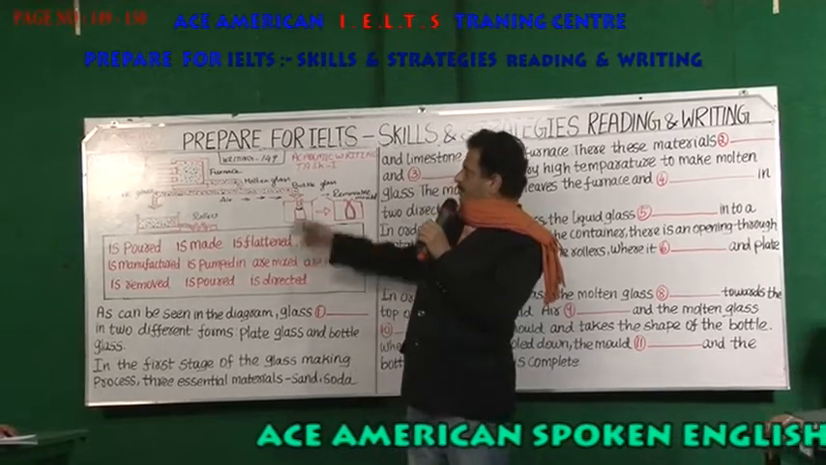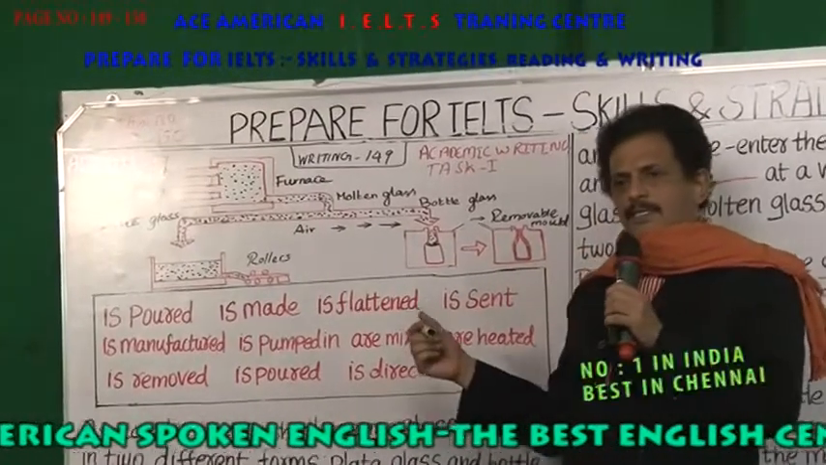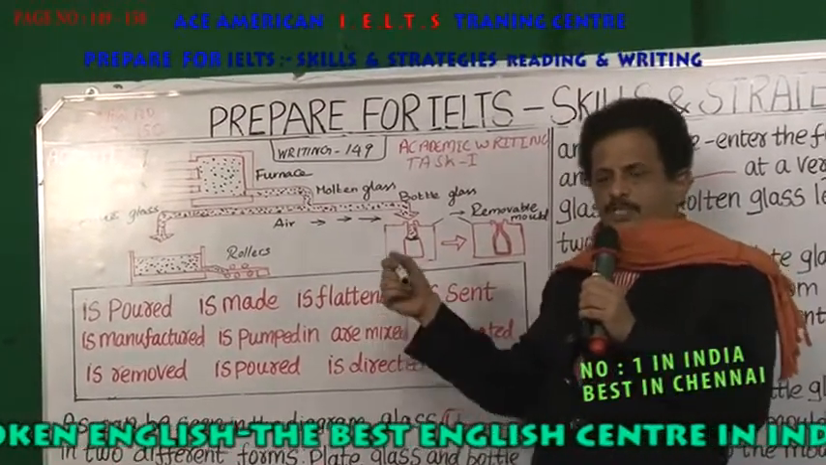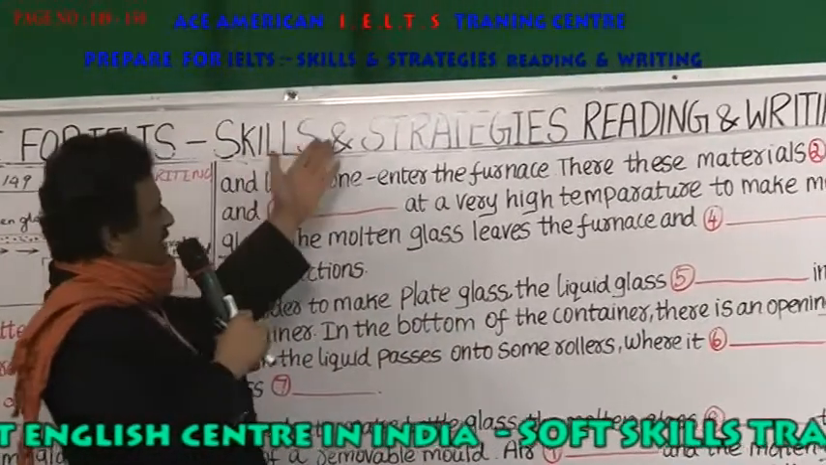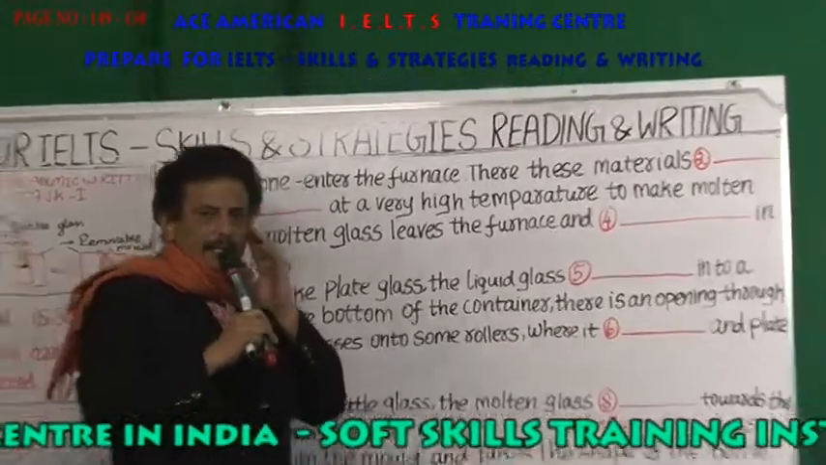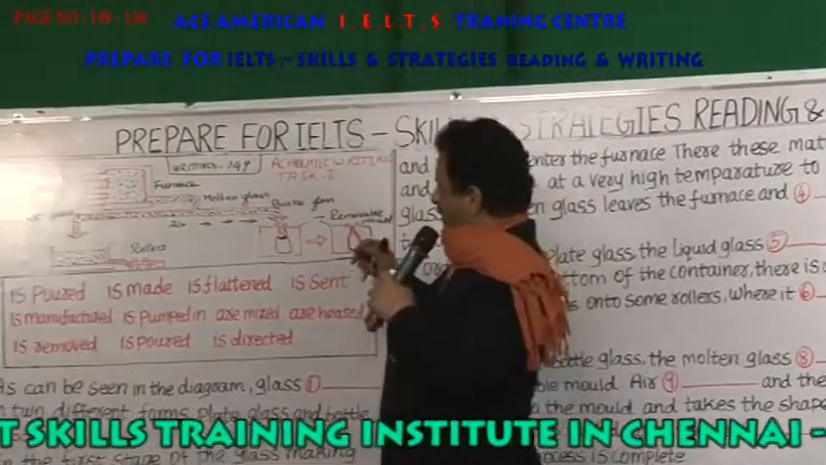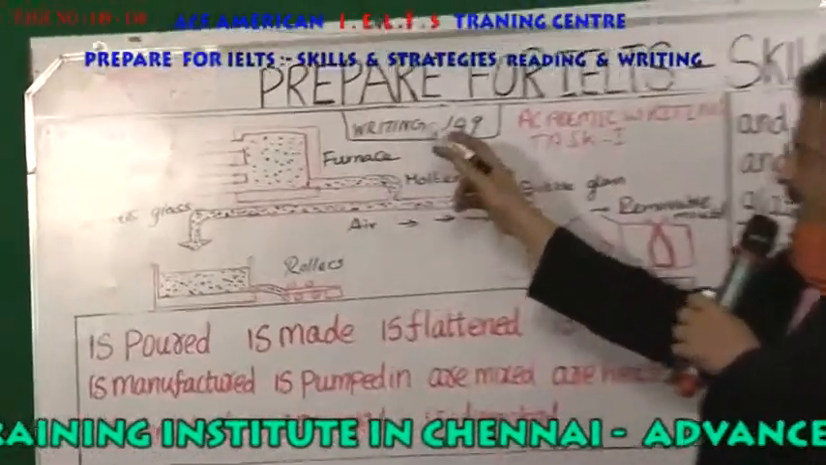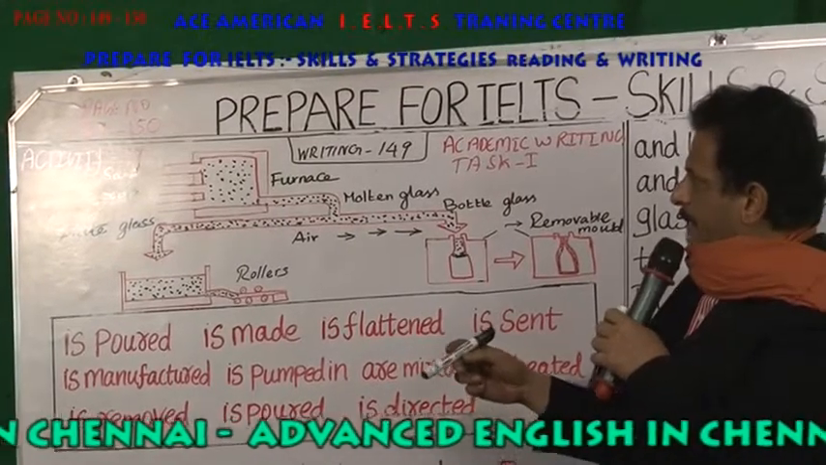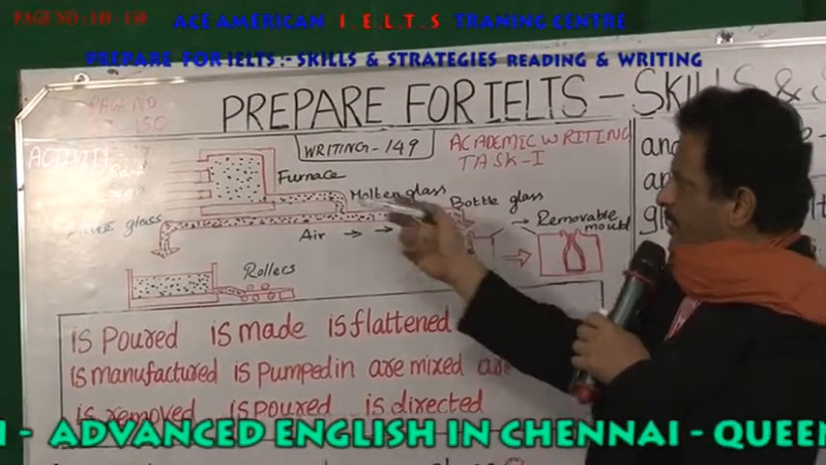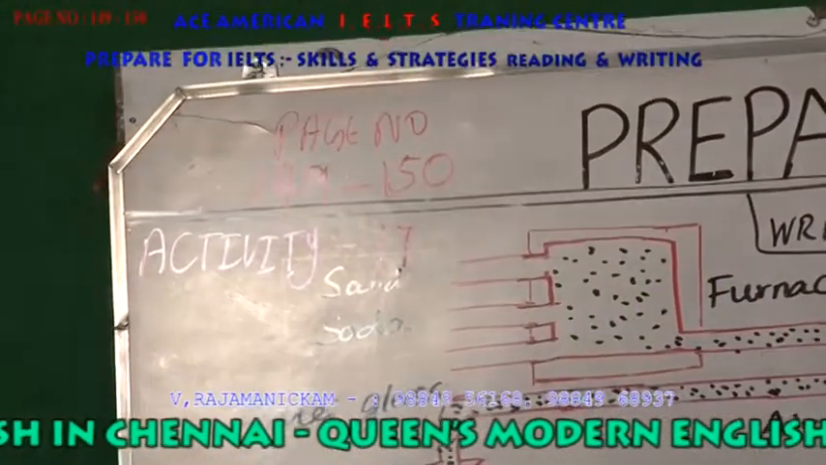So we have come here for the preparation for IELTS, how to prepare. These essays and what we are teaching is based on the book Prepare for IELTS, Skills and Strategies. It is reading and writing exercise. So we have come here for the reading and writing task. Page number is 149 to 150. We have come here to the activity 17.